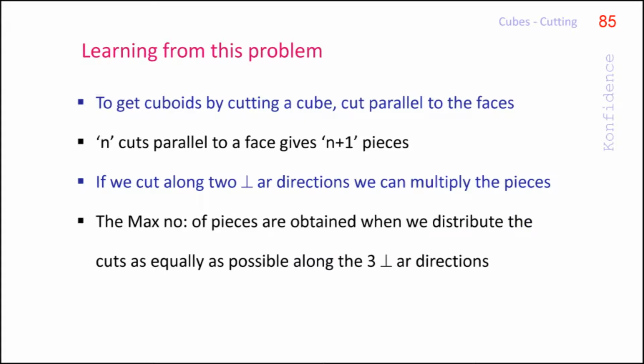The maximum number of pieces is obtained when we distribute the cuts as equally as possible along the 3 perpendicular directions. When we made all the 3 cuts in the same direction, we got 4 pieces. When we made the cuts as 2 cuts and 1 cut along 2 different directions, we got 3 into 2 equals 6 cuboids.